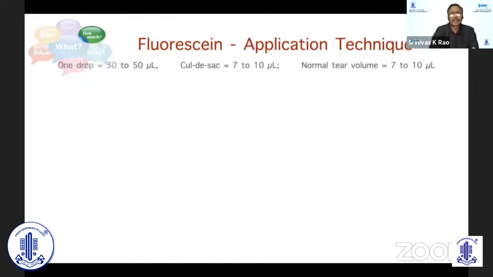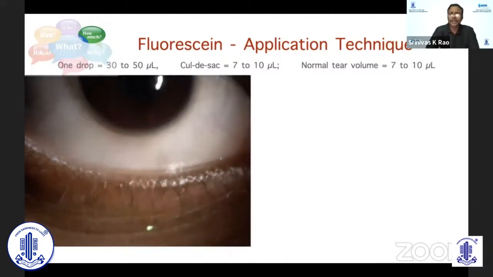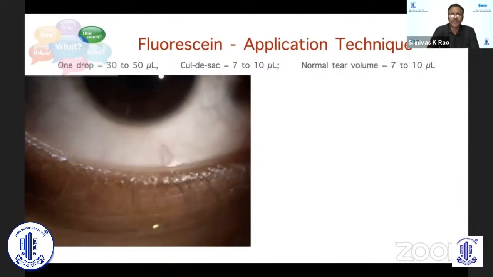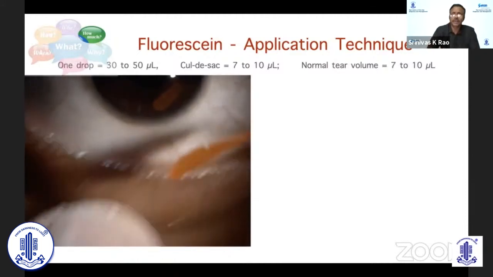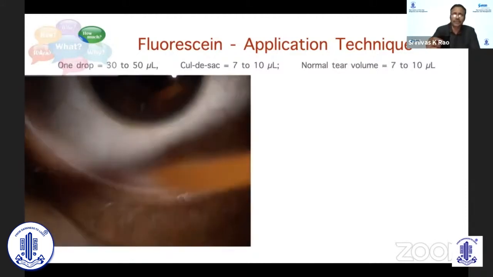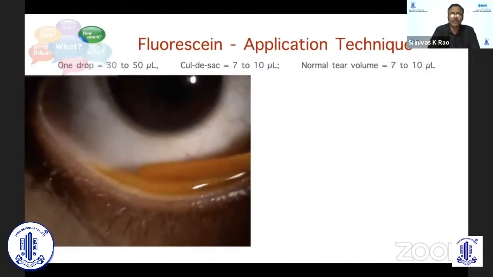Remember that the conjunctival cul-de-sac is only about 7 to 10 microliters, whereas one drop is about 30 to 50. So it's many times the volume of the cul-de-sac. And the normal tear volume, which dilutes the fluorescein, is also about 7 to 10 microliters. I'll just show you an example in my clinic assistant who has a normal ocular surface. So in this first video, I take a drop of diluent on the fluorescein strip and I put the entire drop into the eye.